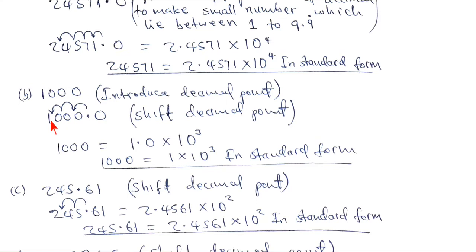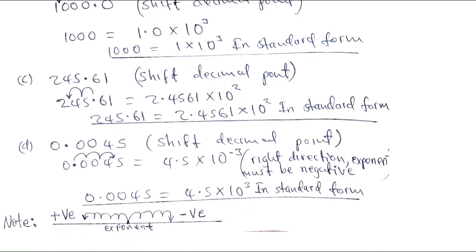Your number will be 1 point something. This one lies between 1 up to 9.99, so you have to take this one. So you're supposed to take 1.0. So 1.0 times 10 exponent how many steps did you shift? First step, second step, third step. You shifted 3 steps. That's why times 10 exponent 3. This one will be the standard form. Okay, let us check question number C. This one. It is 245.61.